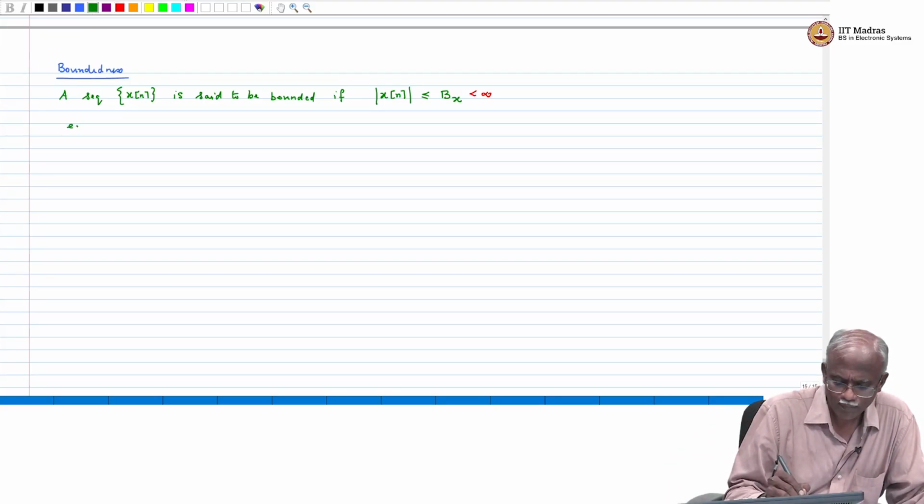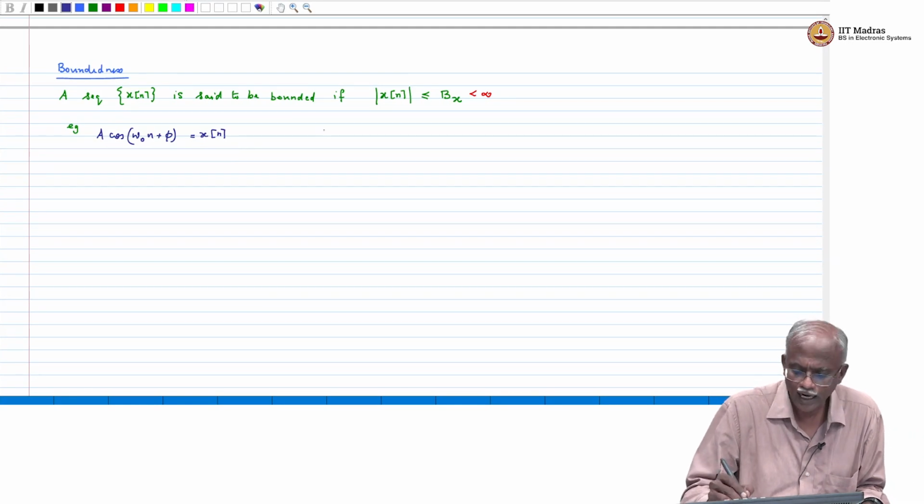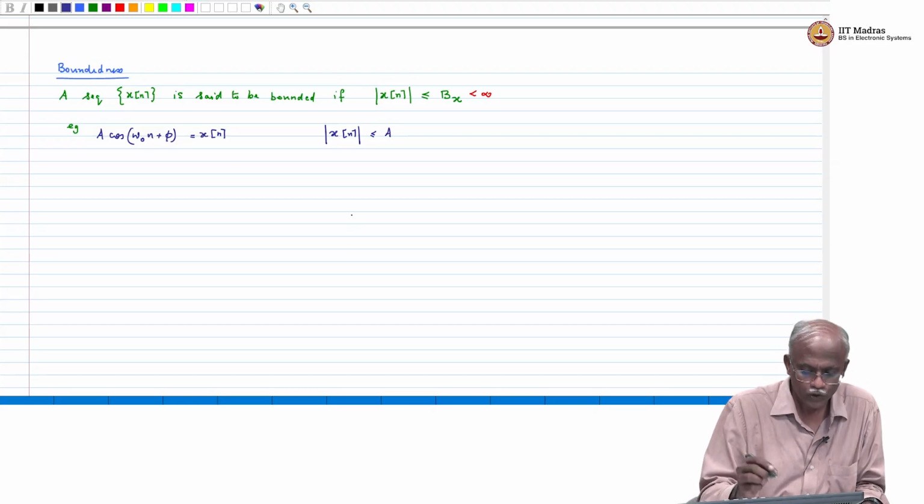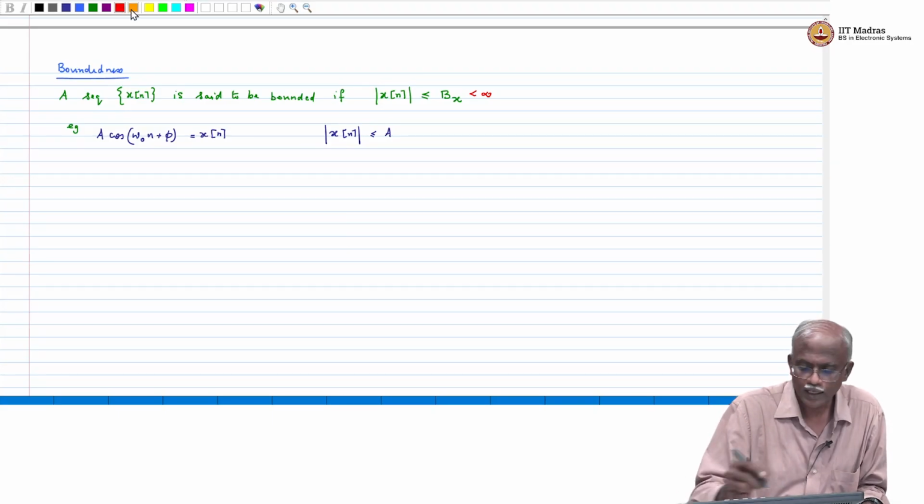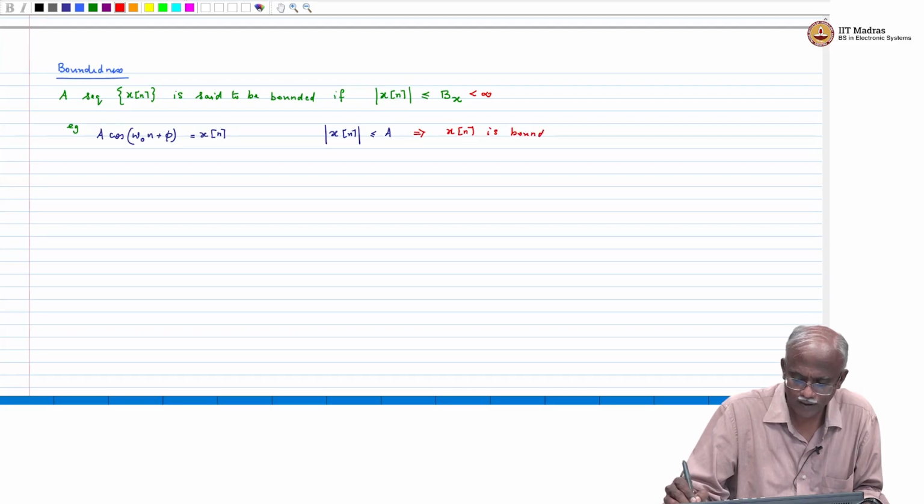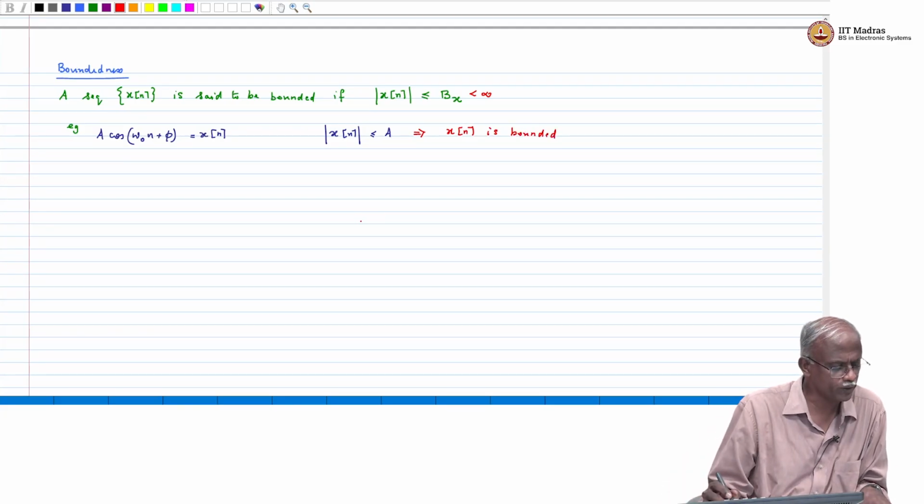So if I have an example, A times cosine of omega naught n plus phi, as my x of n, then by looking at this expression, I know that mod x of n is always upper bounded by A. The cosine term will always have a maximum value of 1, so the upper bound will be A. Because of this property, we say that x of n is a bounded sequence.